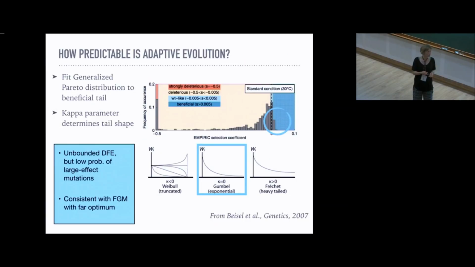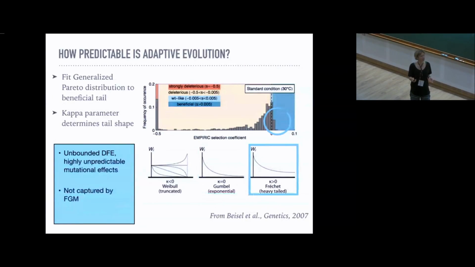And finally, what you can get is a Fréchet tail of the distribution, which would mean that you have an unbounded distribution of beneficial effects, and that you have highly unpredictable mutation effects in terms of size. But since this tail is long but thin, from an empirical point of view, you might hit the same mutation. So it could be that the identity of the mutation is easier to predict, but the size per se is more difficult to predict.